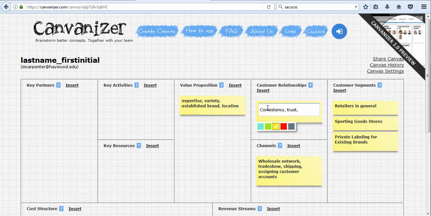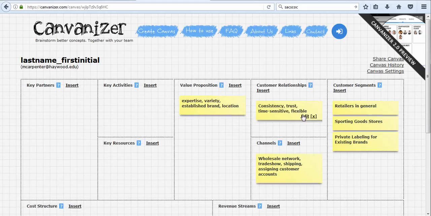trust, what other things? Let's see. Timeliness. Or rather, let's say time. We need to be time sensitive to matters. Maybe we need to be flexible and in reference to our policies for returns and that sort of thing. You need to spend some time thinking about this. Again, I'm making this up as I produce this video, so bear with me.